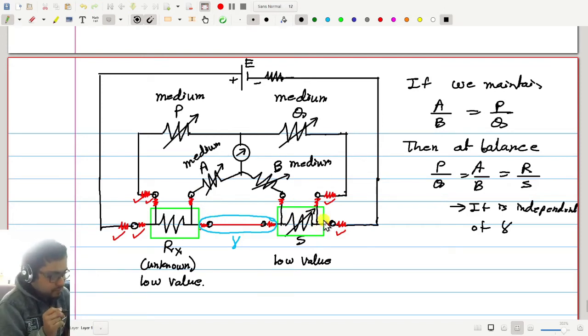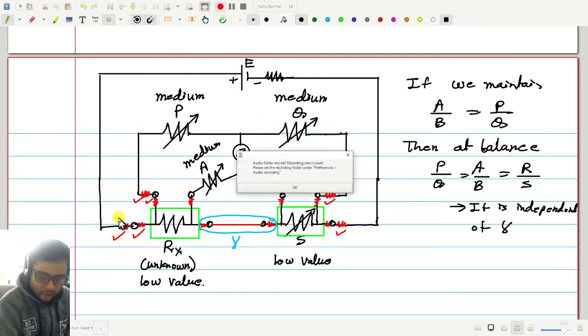Sir, can you explain again how the lower left and lower right two junction resistances won't affect? These two, you please say that again? These two. Yes, sir. These two and the right one. Okay. Achha, let me just name them. Then it will be easy.